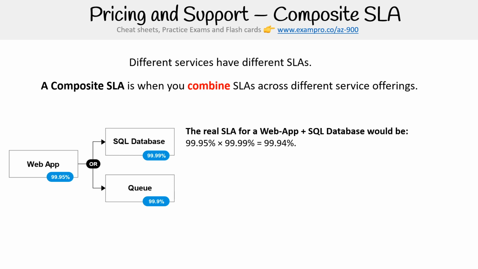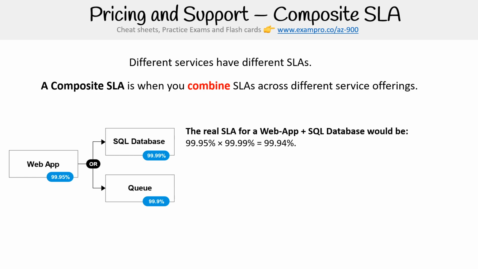So if we had to calculate that for the SLA with the web app and SQL database, that would come out to 99.94%. Don't ask me on the math. That is the example that we are given, but just understand that that's what it would come out to. It would come out to 99.94%. And so you'd have an overall reduction of the SLA, whereas the SQL database would have 99.9%.